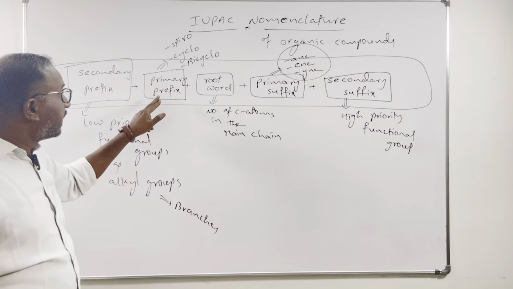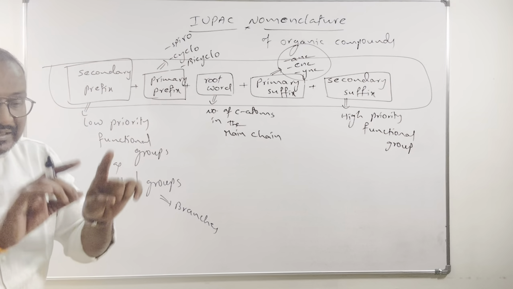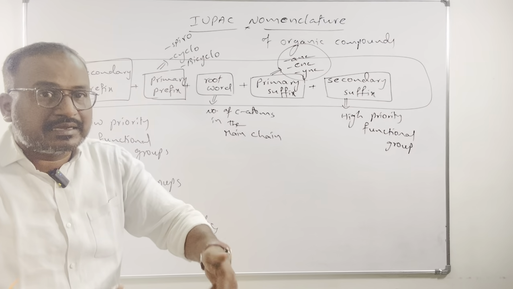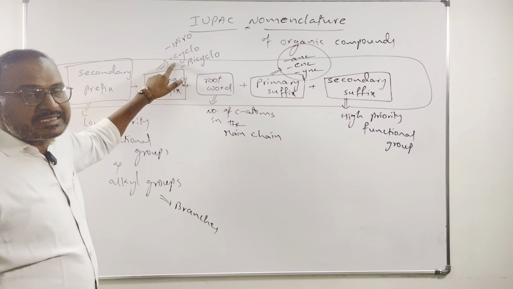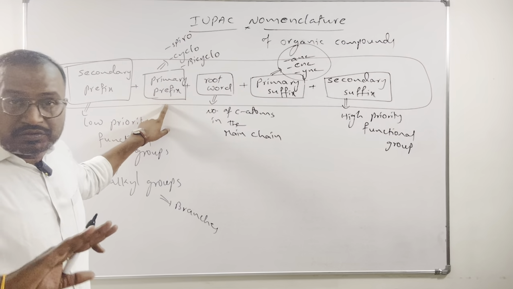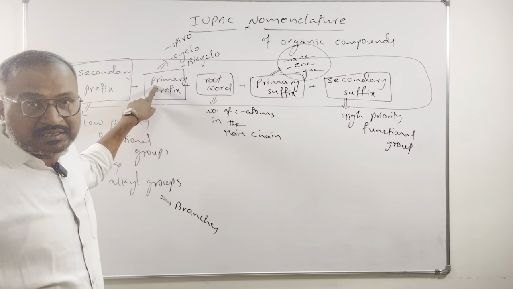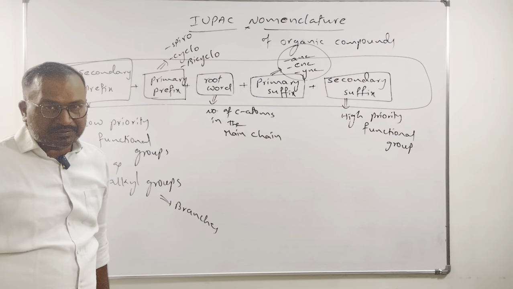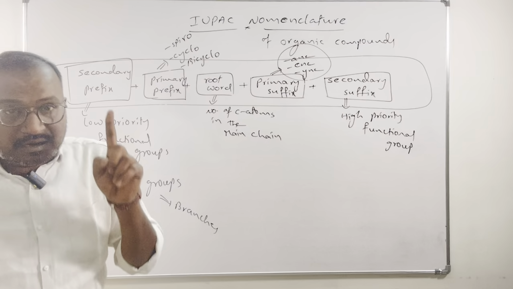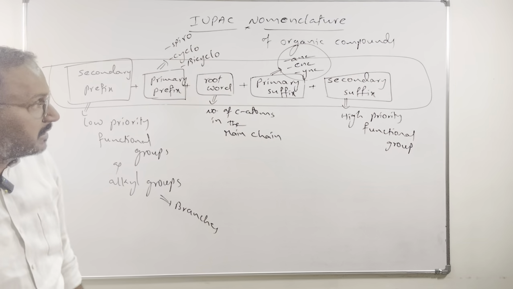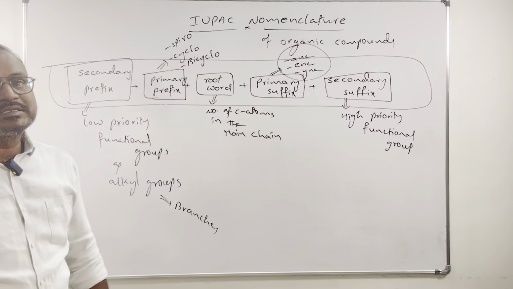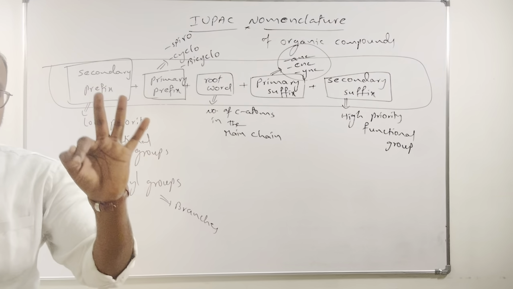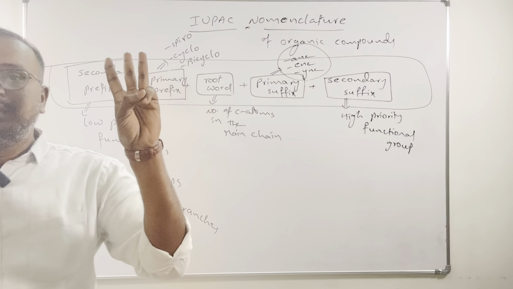After that, primary prefix. It represents the nature of the organic compound, whether it is open chain, cyclic, bicyclic, or spiro. If cyclic is there, we have to write cyclo. If there is no cyclic, bicyclic, or spiro nature, then we should not write it. If cyclic, bicyclic, or spiro is there in the compound structure, we write it as primary prefix. These three words come under primary prefix: cyclo, bicyclo, spiro.